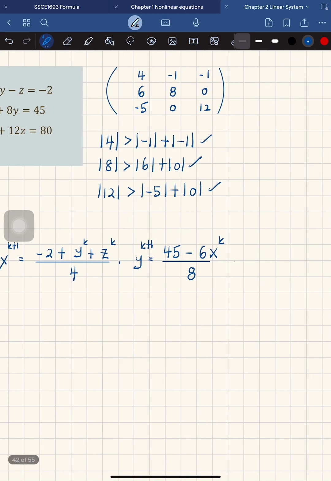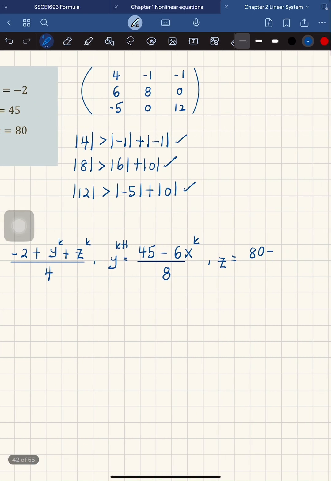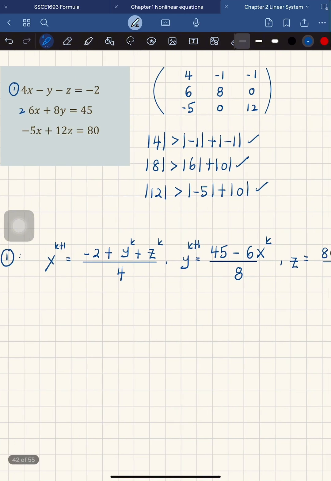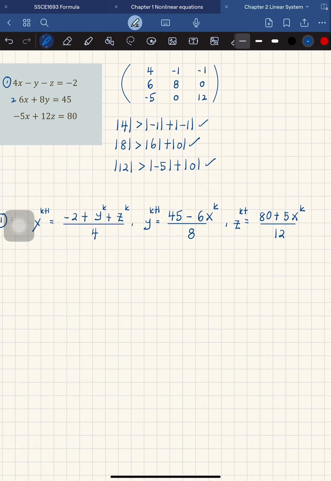And the last one, z equal to 80 plus 5x over 12, with k plus 1 and k. So from the first equation, we make x the subject, from the second equation, y the subject, and from the third equation, z the subject. Now we have all these equations.